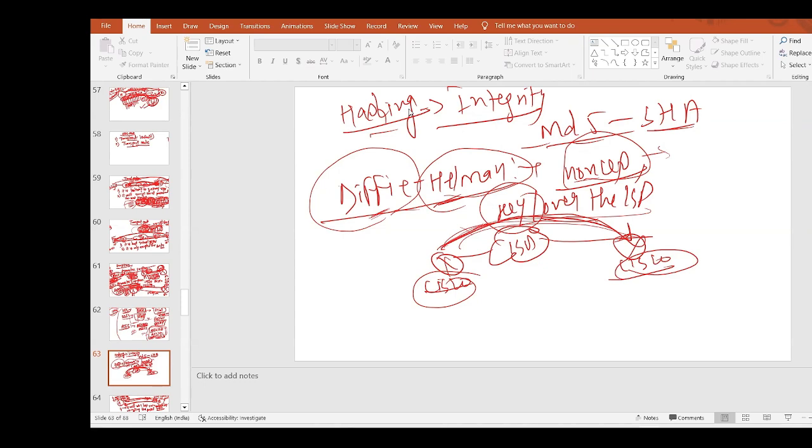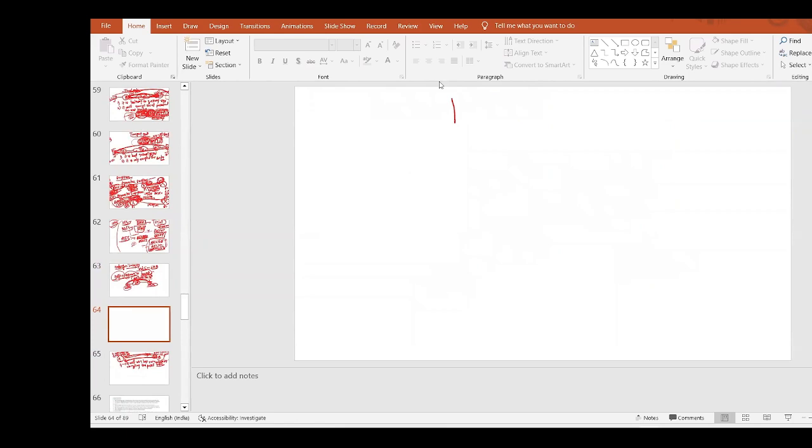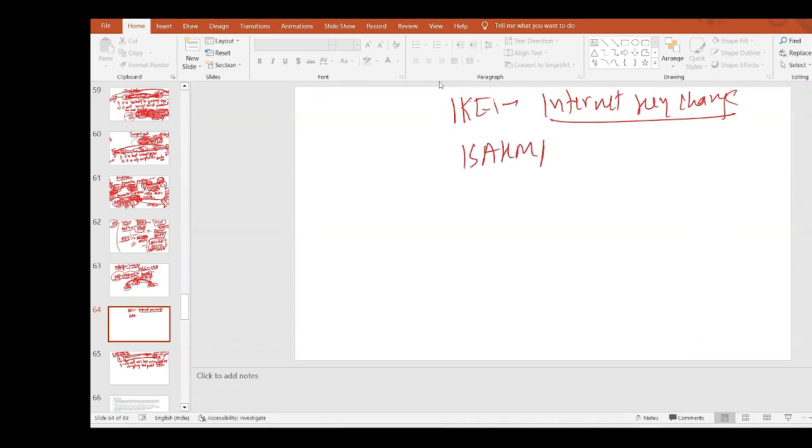Now, guys, IKE came. IKE is what, guys? Internet Key Exchange. Internet Key Exchange can also be called ISAKMP. ISAKMP is Internet Security Association and Key Management Protocol.